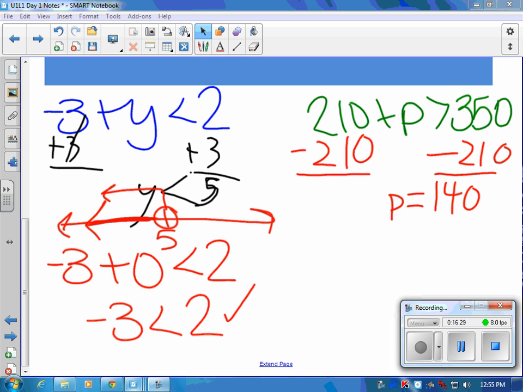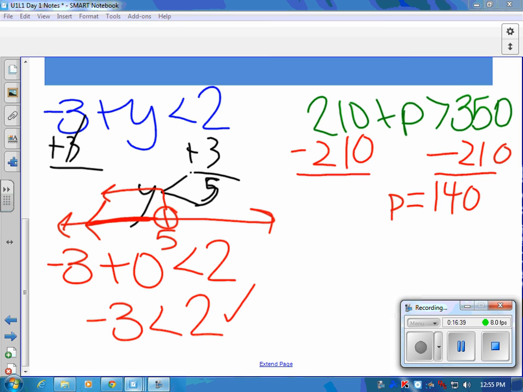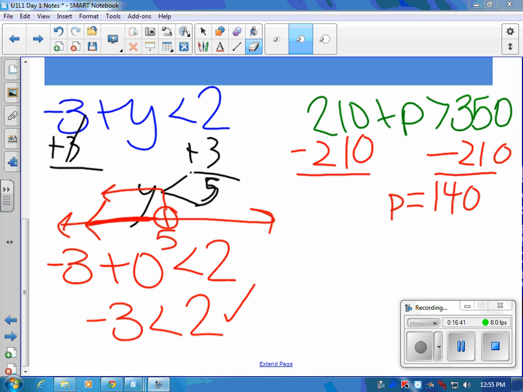Can you go fix it for me? So we were really close. We just want to be careful. Make sure you know what you are solving. Are you solving an equation? Are you solving an inequality? What do we have going on, and stay consistent. So our answer is p is greater than 140.